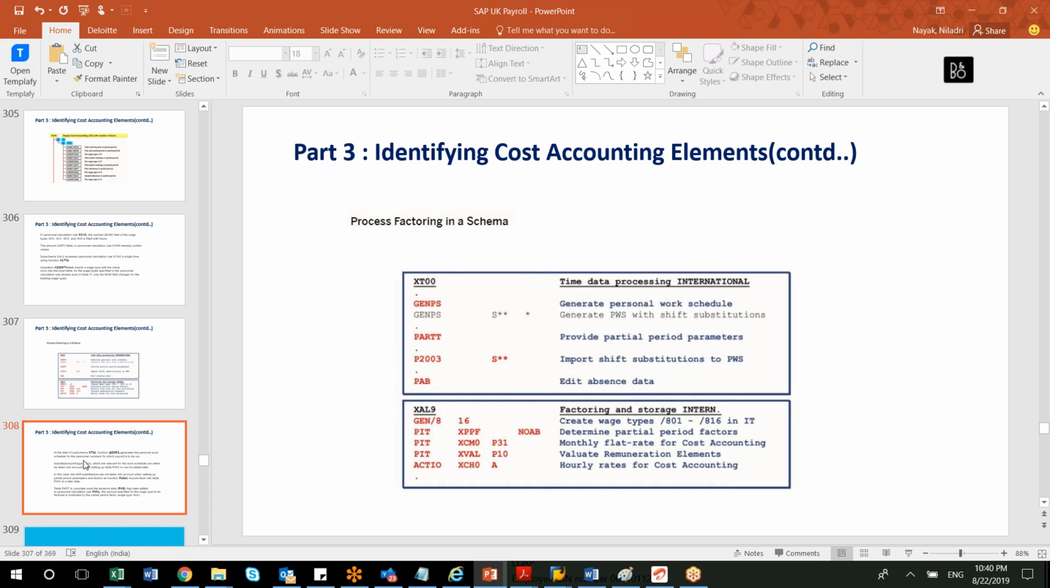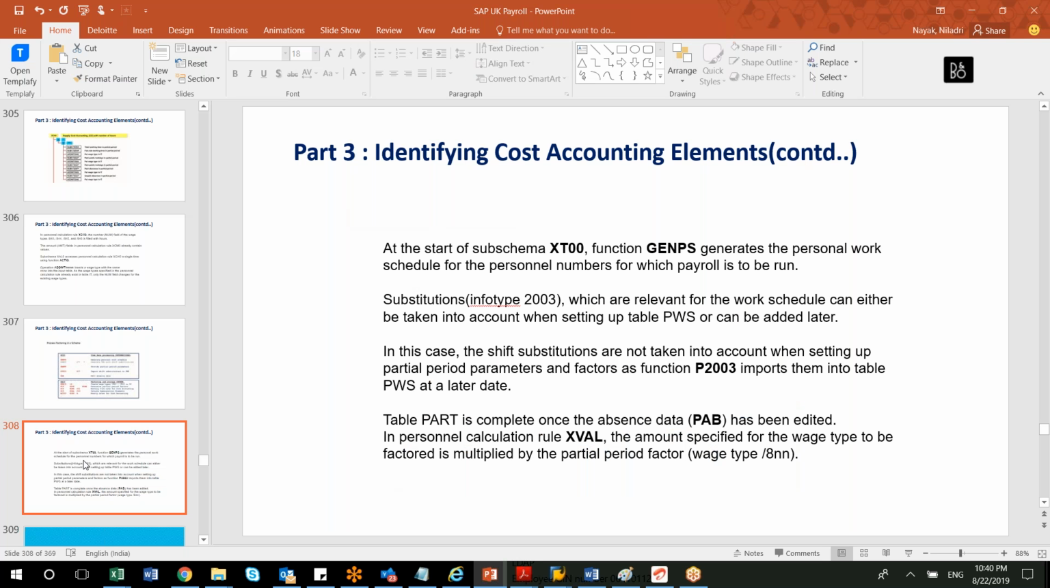Actually, we need to see some example in the system. Otherwise, it will be very tricky to understand. Yeah, it's very tricky. So in the next session we can log in to the system again.